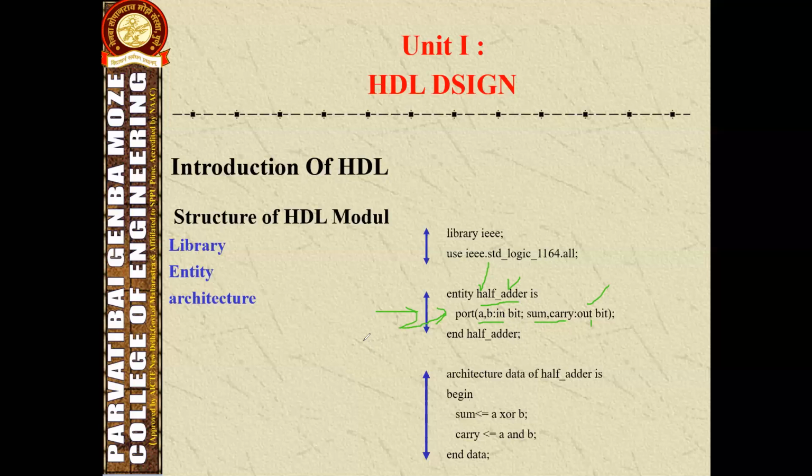And the predefined word in indicates the mode of the port as an input. In is the predefined word for the input mode. It will assign A and B as input ports. The type of these inputs is bit, which determines the values the signals A and B can take. The type bit allows the signal to take either logic 0 or logic 1. There are several other types, such as std_logic, real, integer, etc.